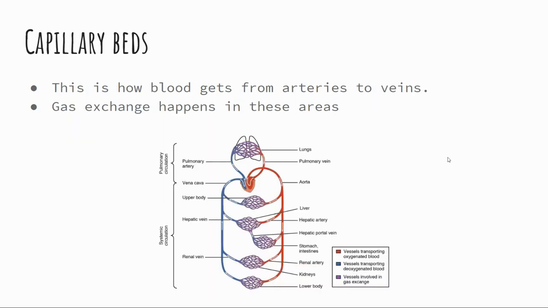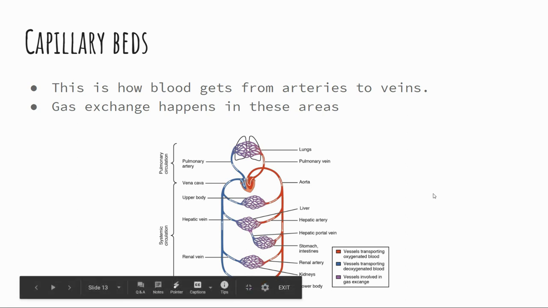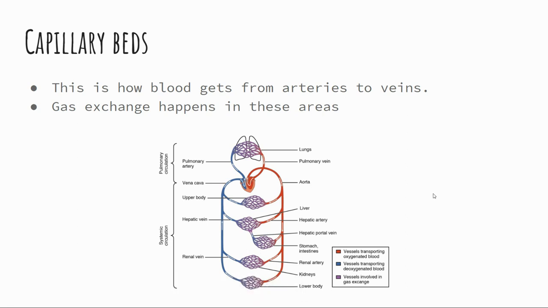All right, capillary beds. So this is how blood gets from arteries to veins. Gas exchange happens in these areas. So these spider web looking areas here is where oxygen is going to be diffused out of the blood to be dropped off at different parts of the body, and carbon dioxide is going to be picked up as a waste product to be carried back to the lungs to be exhaled.